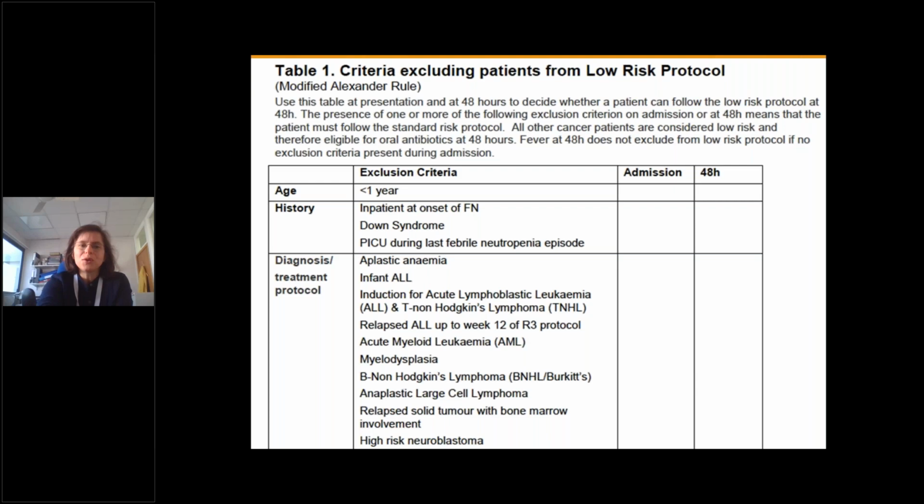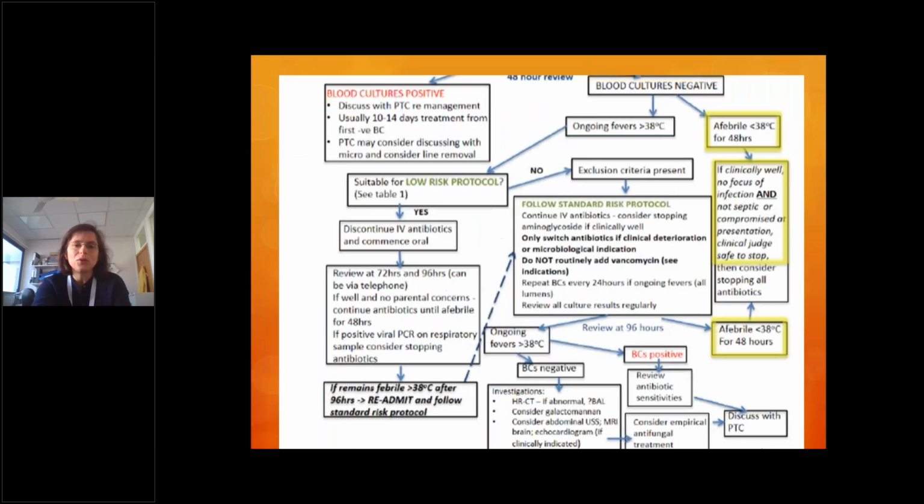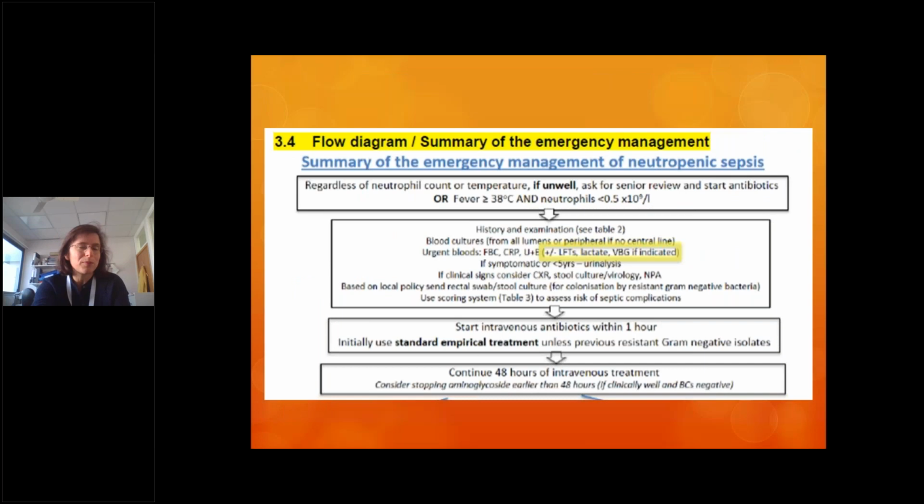So with this, we are aiming at identifying, at admission or at 48 hours, patients who don't need a prolonged course of antibiotics, who are very unlikely to become seriously sick and require ICU admission or to have a fatal event, and who are therefore candidates for a lighter treatment. Now, what do we do in any case to all of our patients when they present neutropenic?